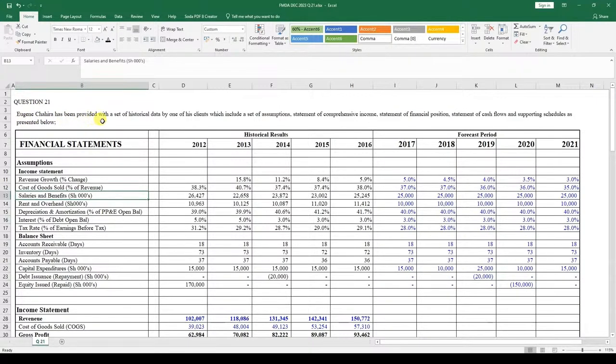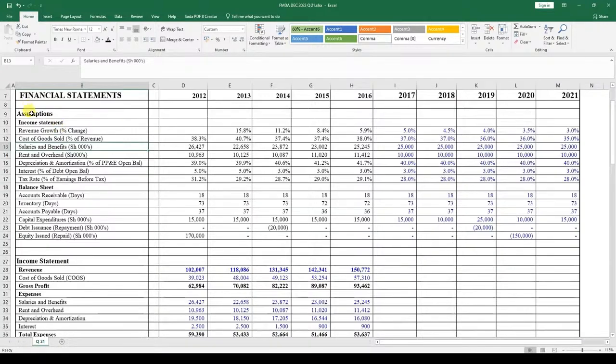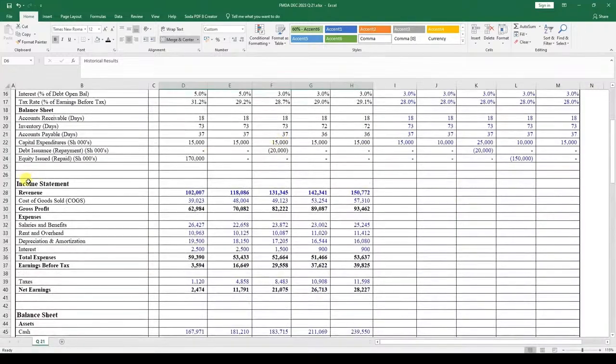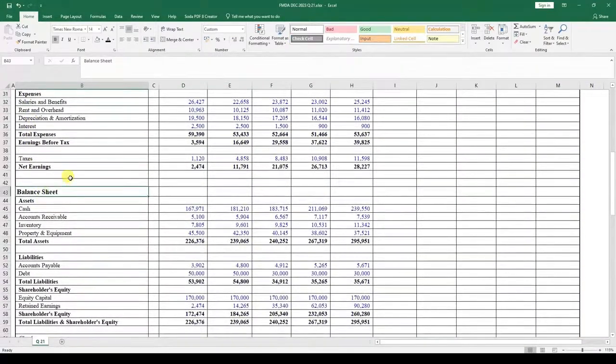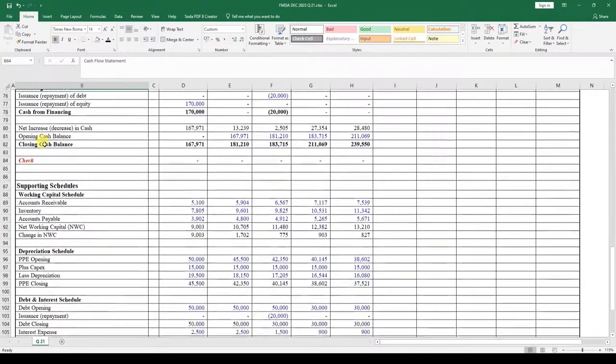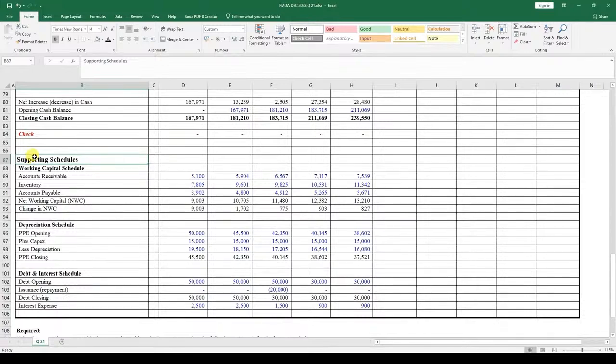Eugene Shahira has been provided with a set of historical data by one of his clients, which include a set of assumptions, statement of comprehensive income, statement of financial position, statement of cash flows, and supporting schedules as presented below. And so you can see down here the assumptions. These are the assumptions that have been given to us here, and you can see they're presented in blue for the forecast period, and this is the historical results. We have the income statement, the balance sheet given to us down here, and the cash flow statement just under it. Finally, we have what is called the supporting schedules.